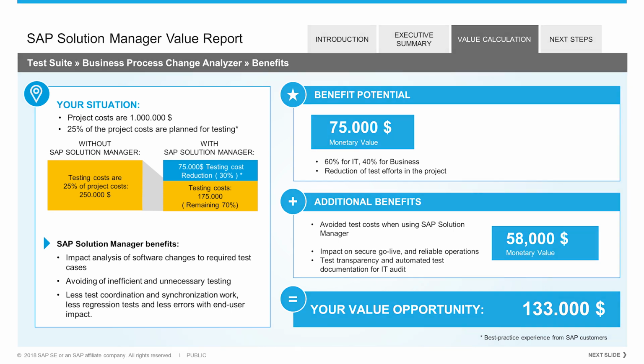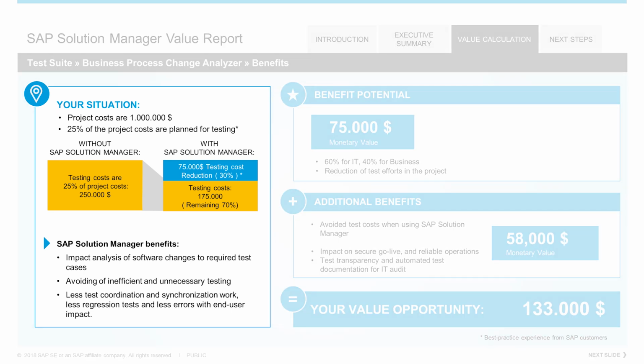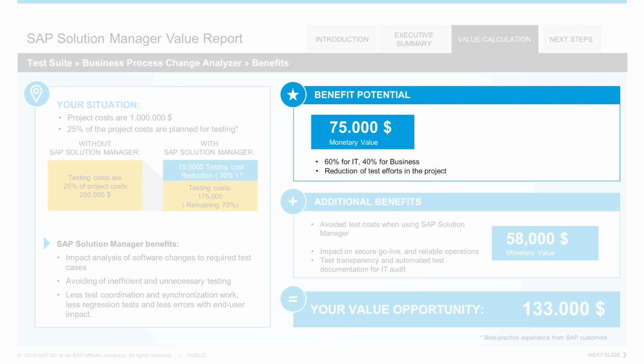Let's start with the benefits. Here on the left is a calculation of the benefits of implementing a new scenario, business process analyzer. This organization mentioned that their project cost is $1 million. Based on our best practices, we know two things. First, in general, 25% of this cost will be dedicated to testing. And second, this testing cost can be reduced by 30% using SAP Solution Manager. The potential benefits of using this functional area for this organization is then $75,000 a year.